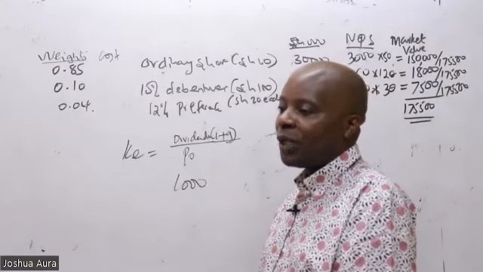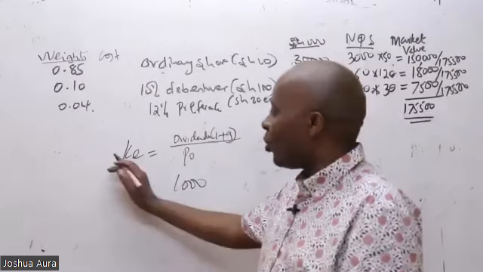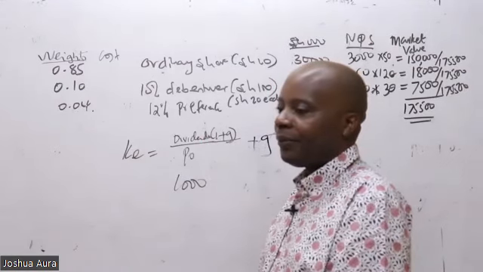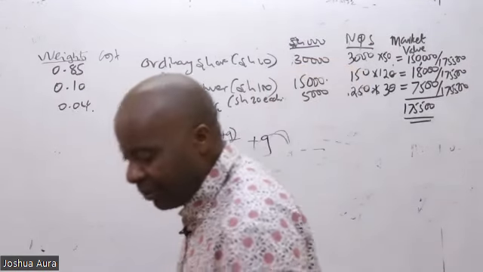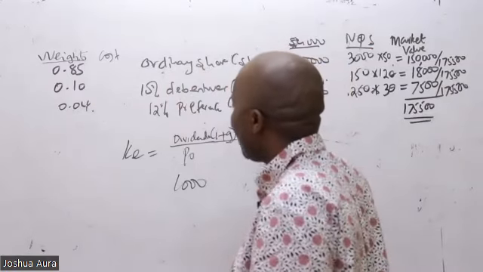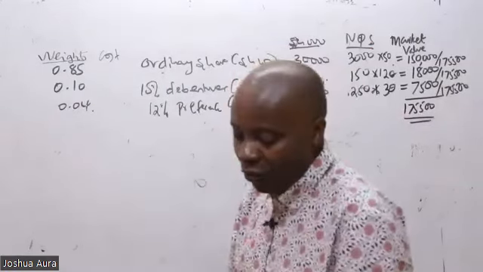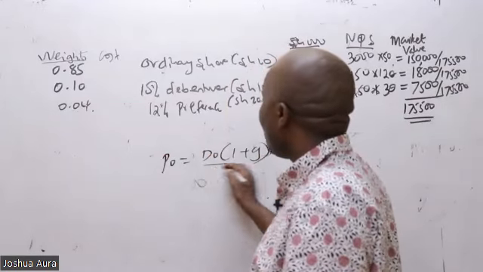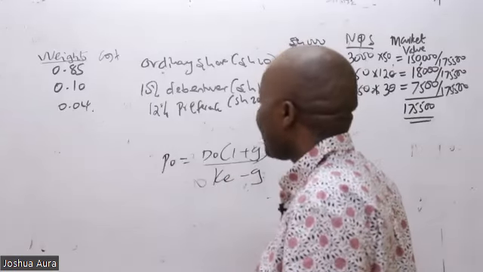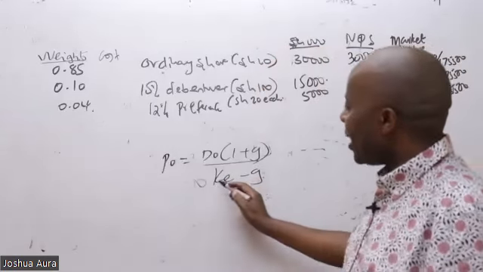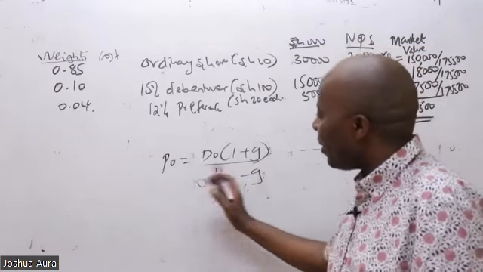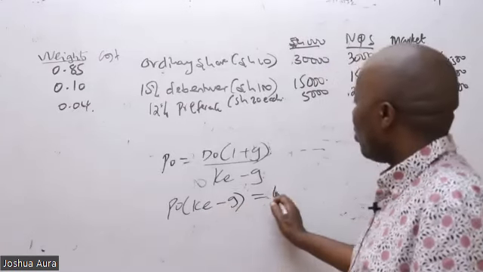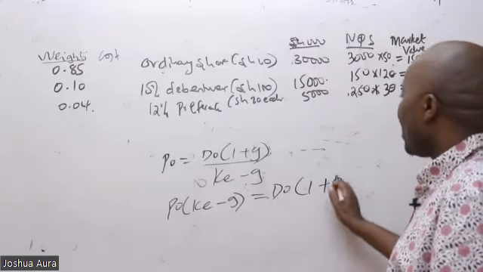And don't forget that these growth rates are normally there. If you're using this approach, then here we must come and say plus what? Plus the overall growth rate. Remember, this formula basically comes from our P0 formula. If you remember our P0 formula, it is D0 into 1 plus g all over Ke minus g. So if you make Ke the subject, abracadabra, it will be P0 into Ke minus g equals D0 into 1 plus g.